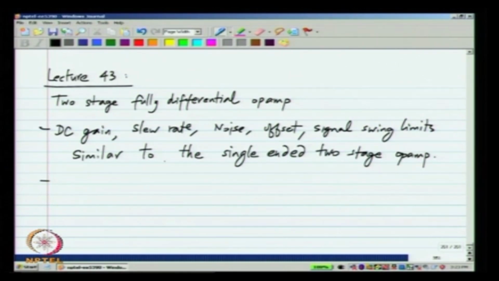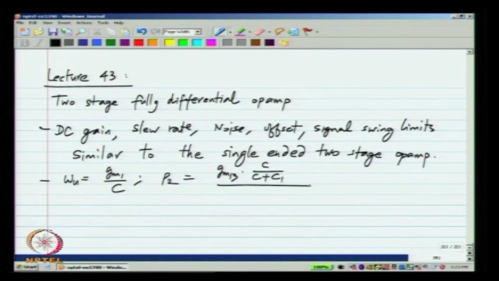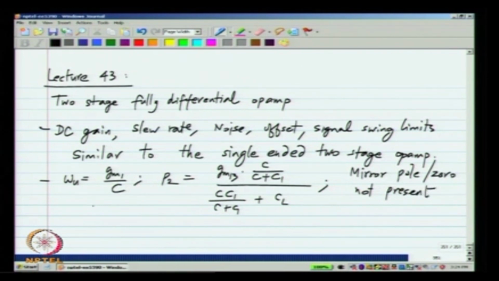Now, the parasitic poles are also similar in that the unity gain frequency is GM1 by C and the second pole is related to that, except that the mirror pole and zero, that is the pole and zero due to the current mirror, is not present. Because of these reasons we will not discuss this further; perhaps in a later summary lecture I will quickly summarize all of these quantities.